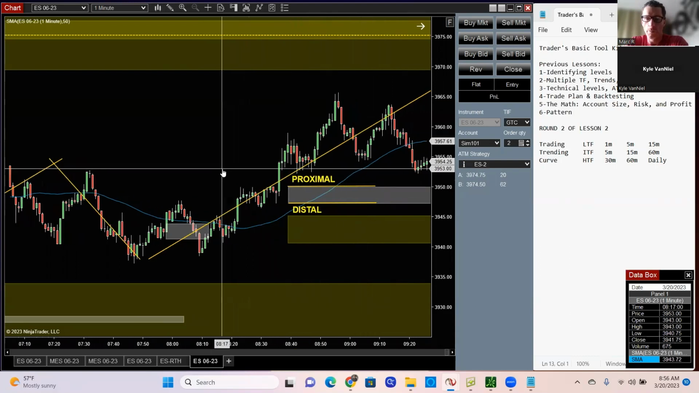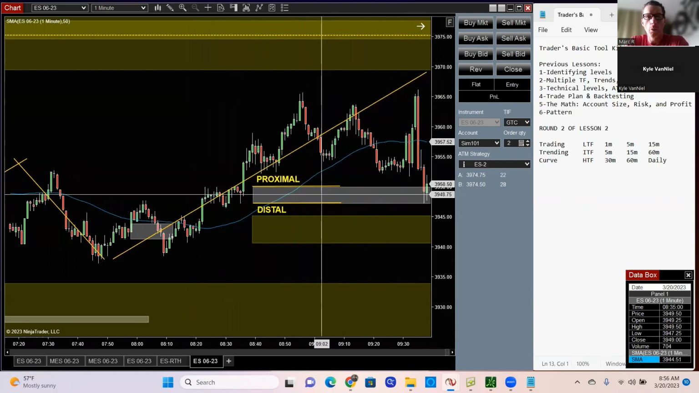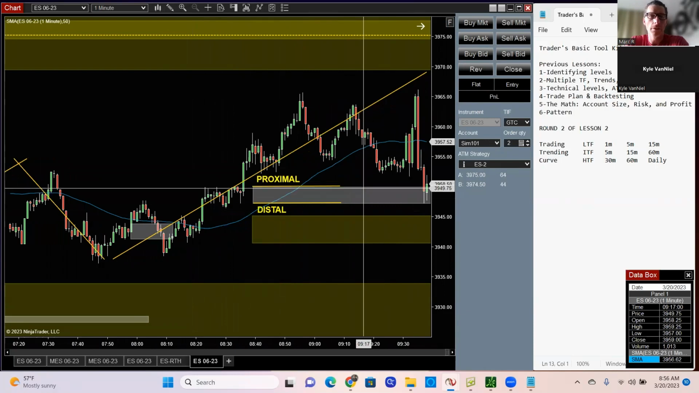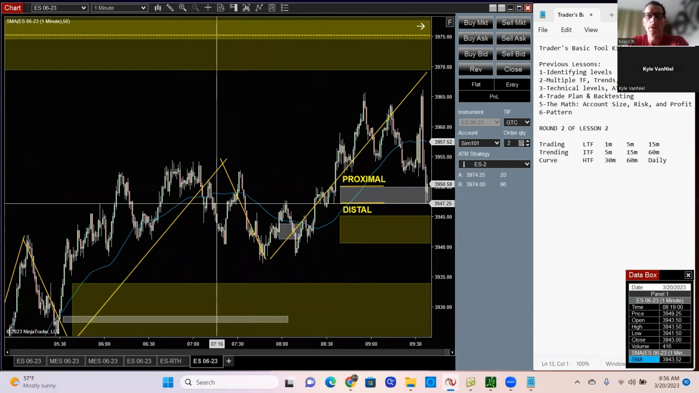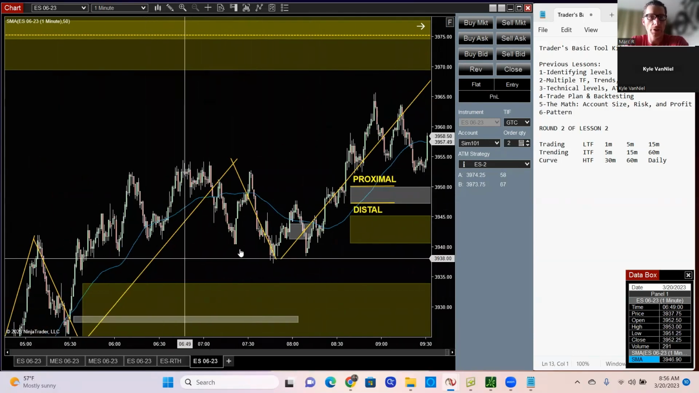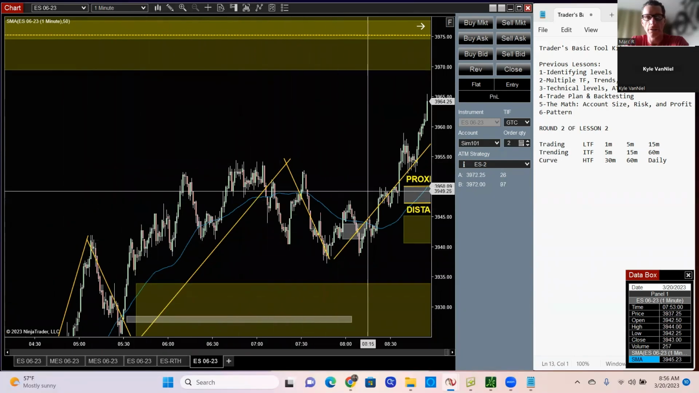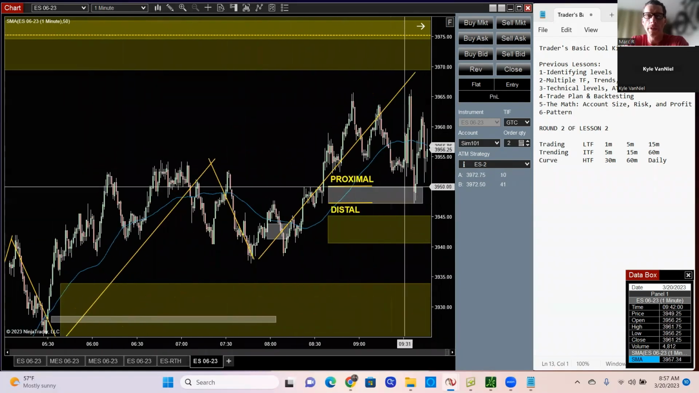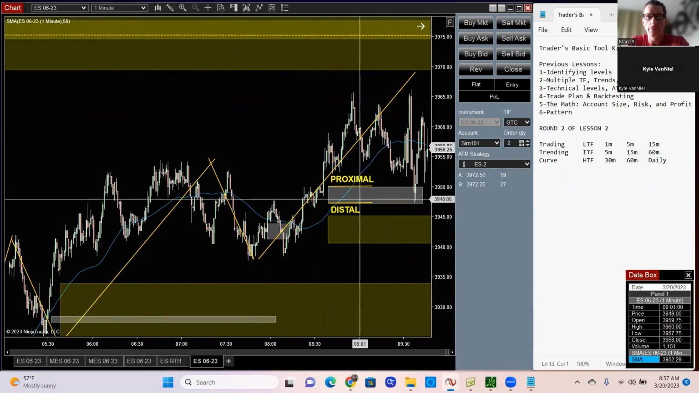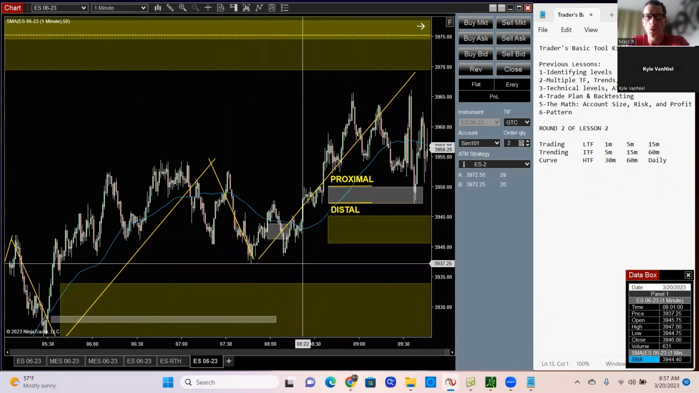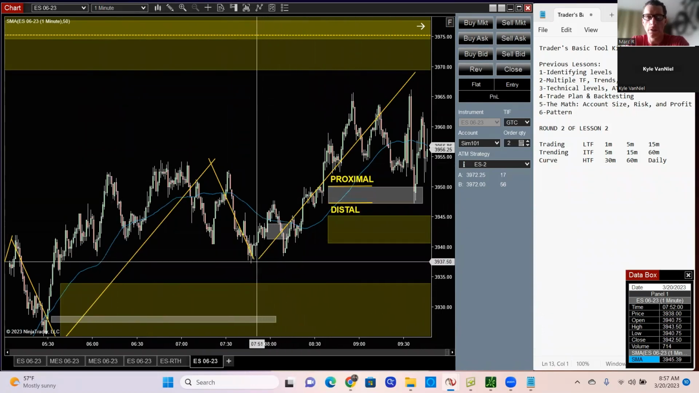So you were looking for a 1 minute level. Market opens, hits your 1 minute level. This is your 5 minute trend line, right? This yellow line moving up, higher low, higher high, higher low, higher high. So you're grabbing a 1 minute level inside of that, somewhere above this controlling swing low on the 5 minute chart.